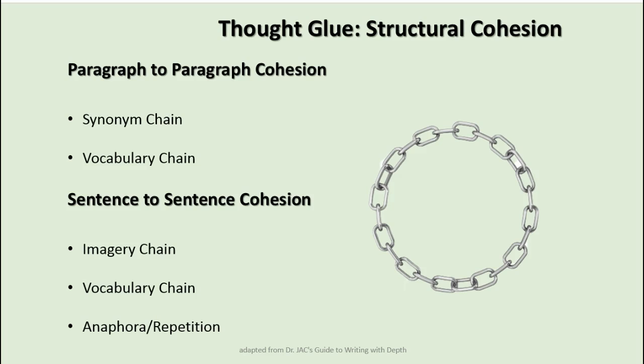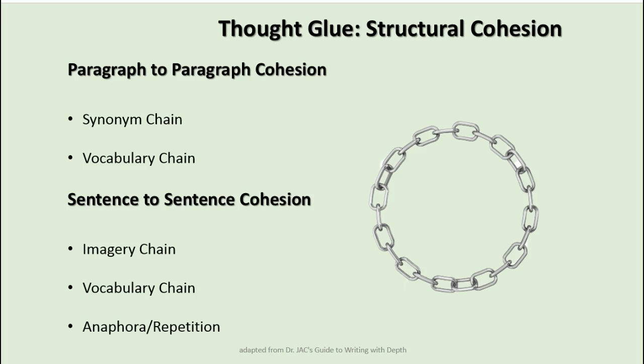In order to connect the essays from paragraph to paragraph, students utilize synonym chains and vocabulary chains. And in order to connect sentences within paragraphs, students use vocabulary chains again, but in addition to those, they use imagery chains where they describe a scene and so it's connected, and they use anaphora and repetition.